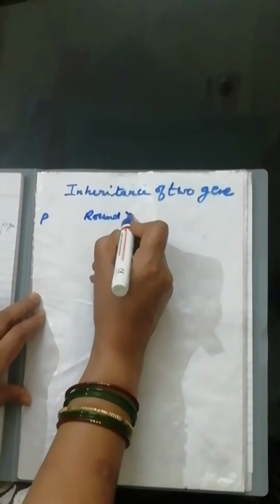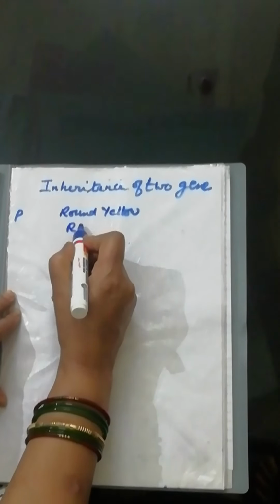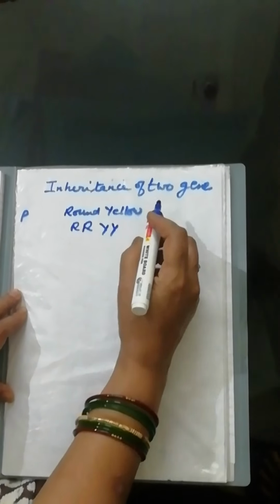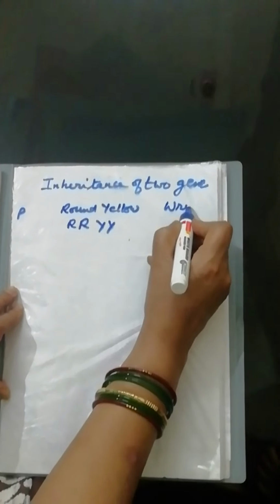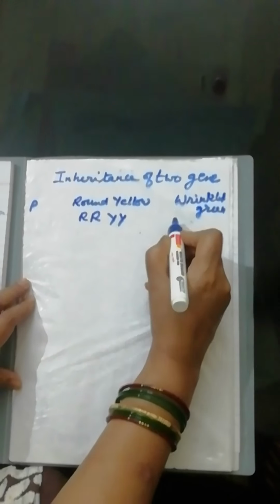Inheritance of two genes. I am writing P. P stands for parents. We have taken round and yellow seeds. We know that both round and yellow are dominant, so their genotype would be, these are true breeding. So this is the genotype of round yellow, RRYY, and it is crossed with wrinkled green. Both are recessive characters.